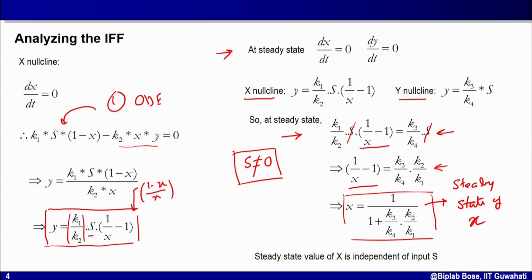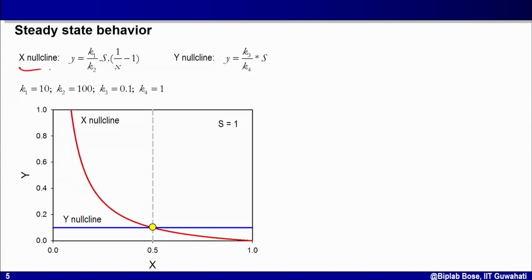So now look into the whole thing graphically. This is my x nullcline, this is my y nullcline we have calculated. I have taken some numerical values for k1, k2, k3 and k4 because I have to draw the nullcline plots. And I have considered s equal to 1 to draw these nullclines. So this red line is my x nullcline. This blue one is my y nullcline. You can easily see the y nullcline is a horizontal straight line and it will vary with s. And y has a hyperbolic relation with x, so it is decreasing with x.